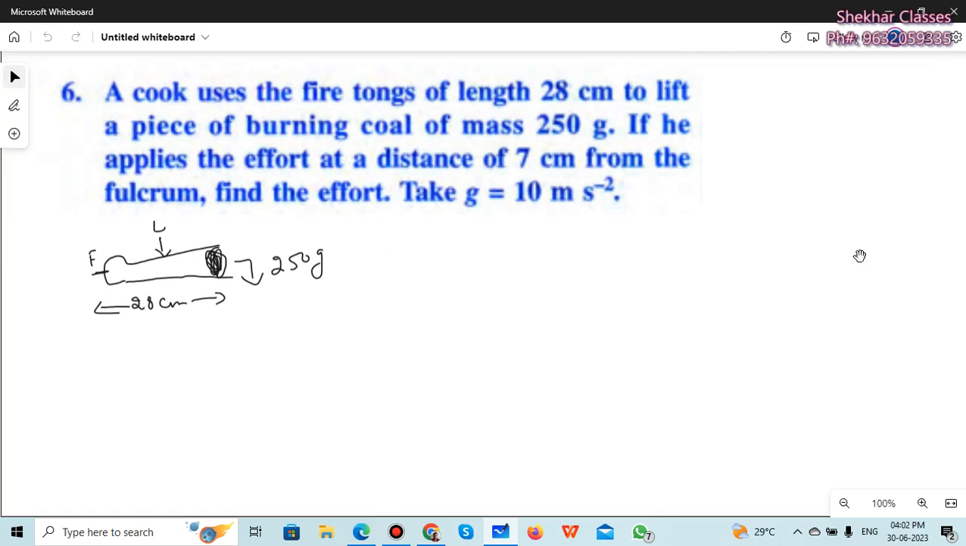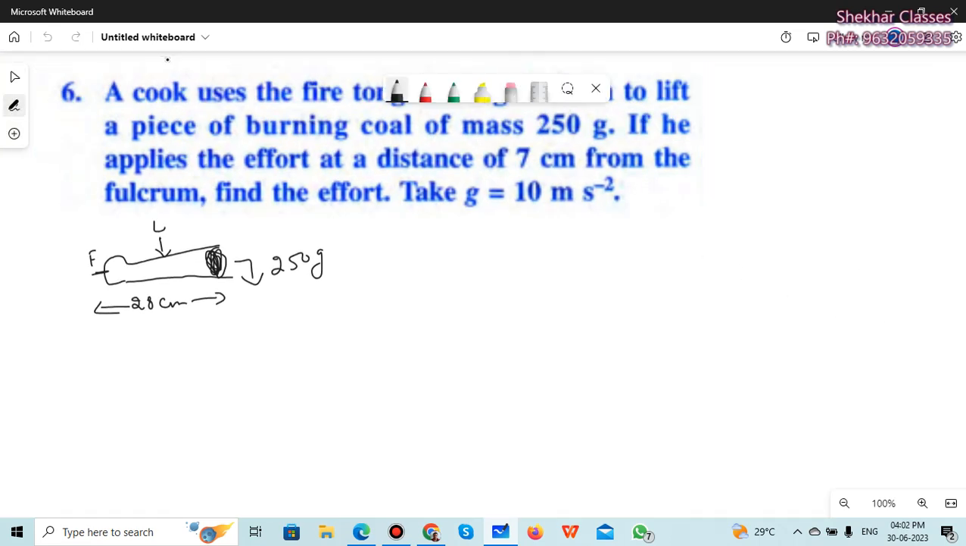There was some connection issue and we lost whatever we wrote here. Anyhow, the total is 28 centimeter, and this length is 7 centimeter, where the effort is applied. Oh, there was no need to subtract, I'm sorry, because this is the fulcrum. We have to take the distance from the fulcrum.